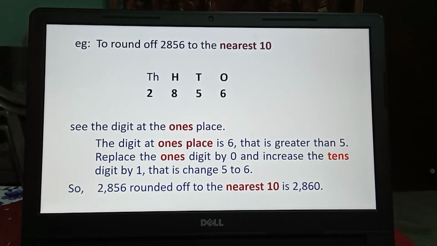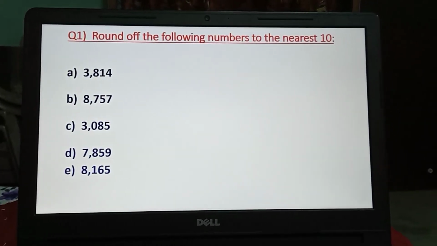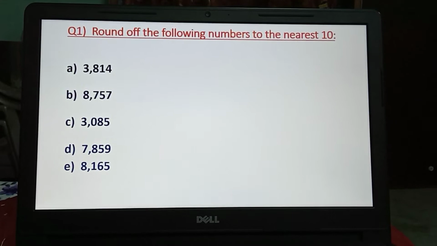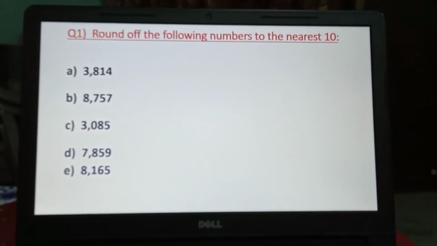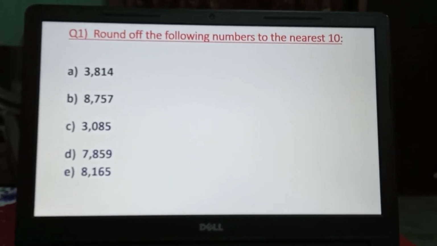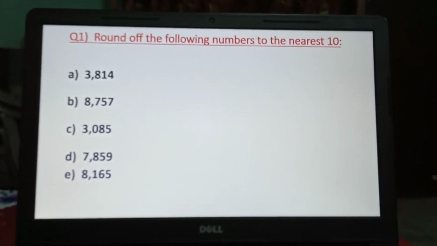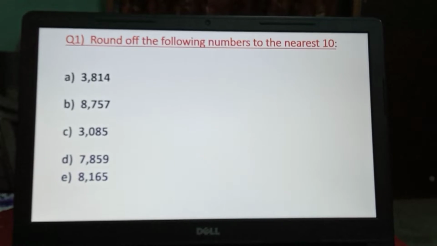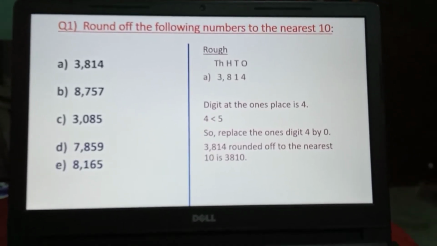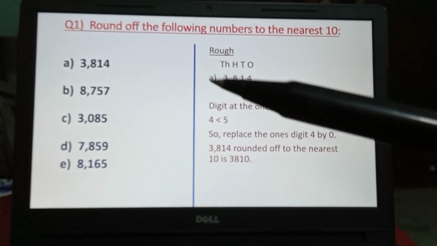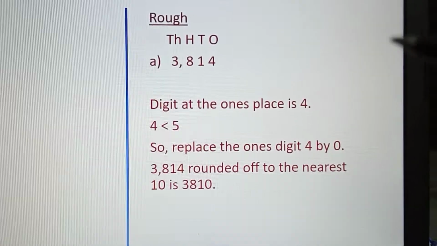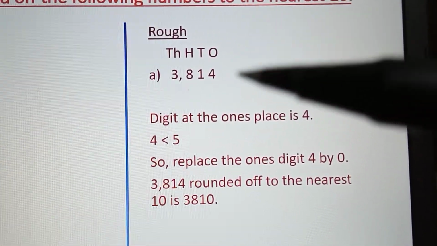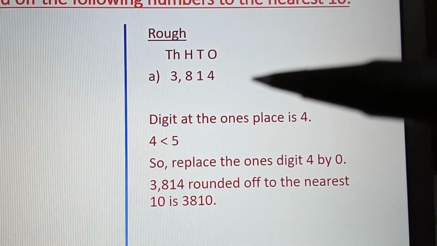Now let's start question number 1. Round off the following numbers to the nearest 10. Here I have taken 5 questions, children. Now we will discuss all of these one by one. Now I will show you the steps in the rough column. You may also show the steps in the rough column. Now our question A is 3814. Now I am taking this. I am solving in the rough column, children. You see, ones, tens, hundreds, thousand.